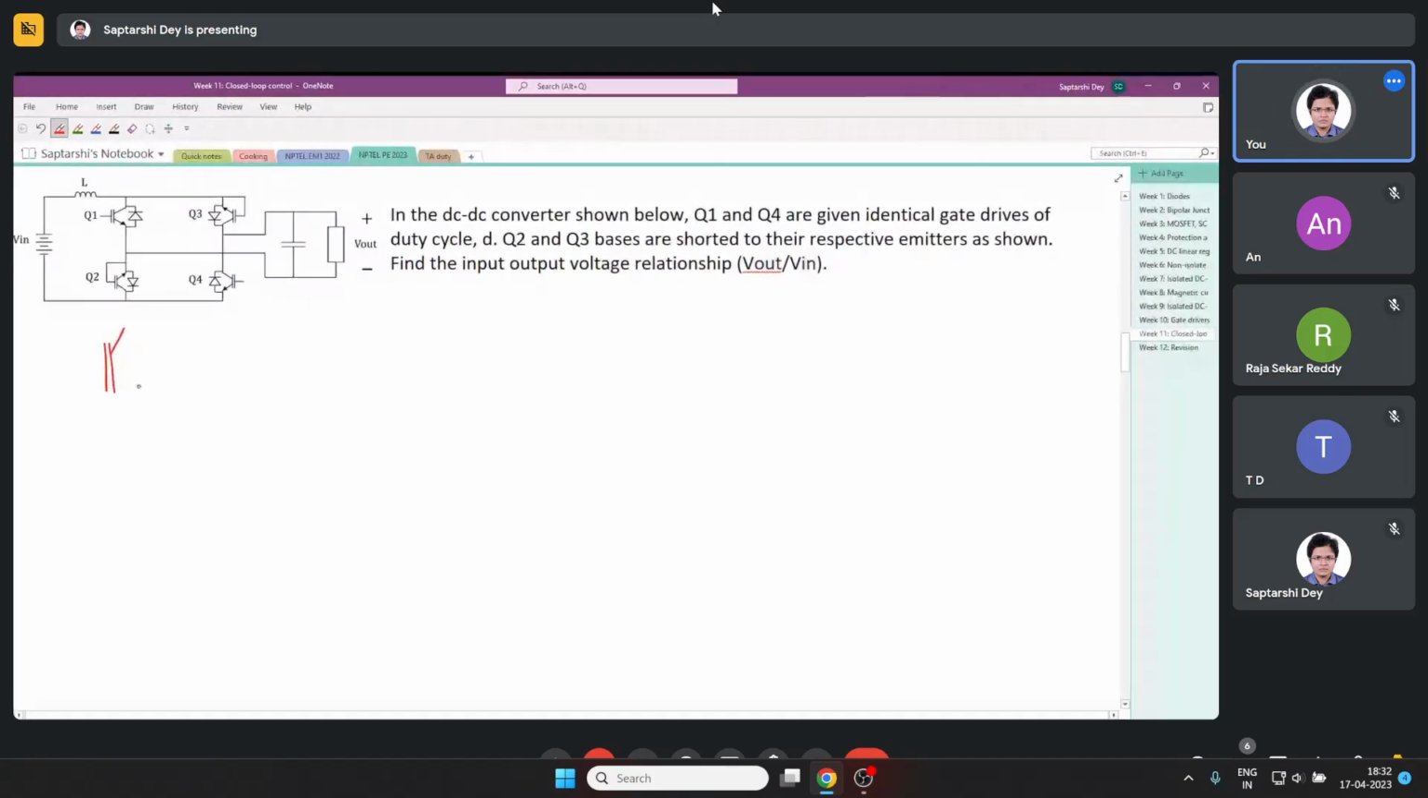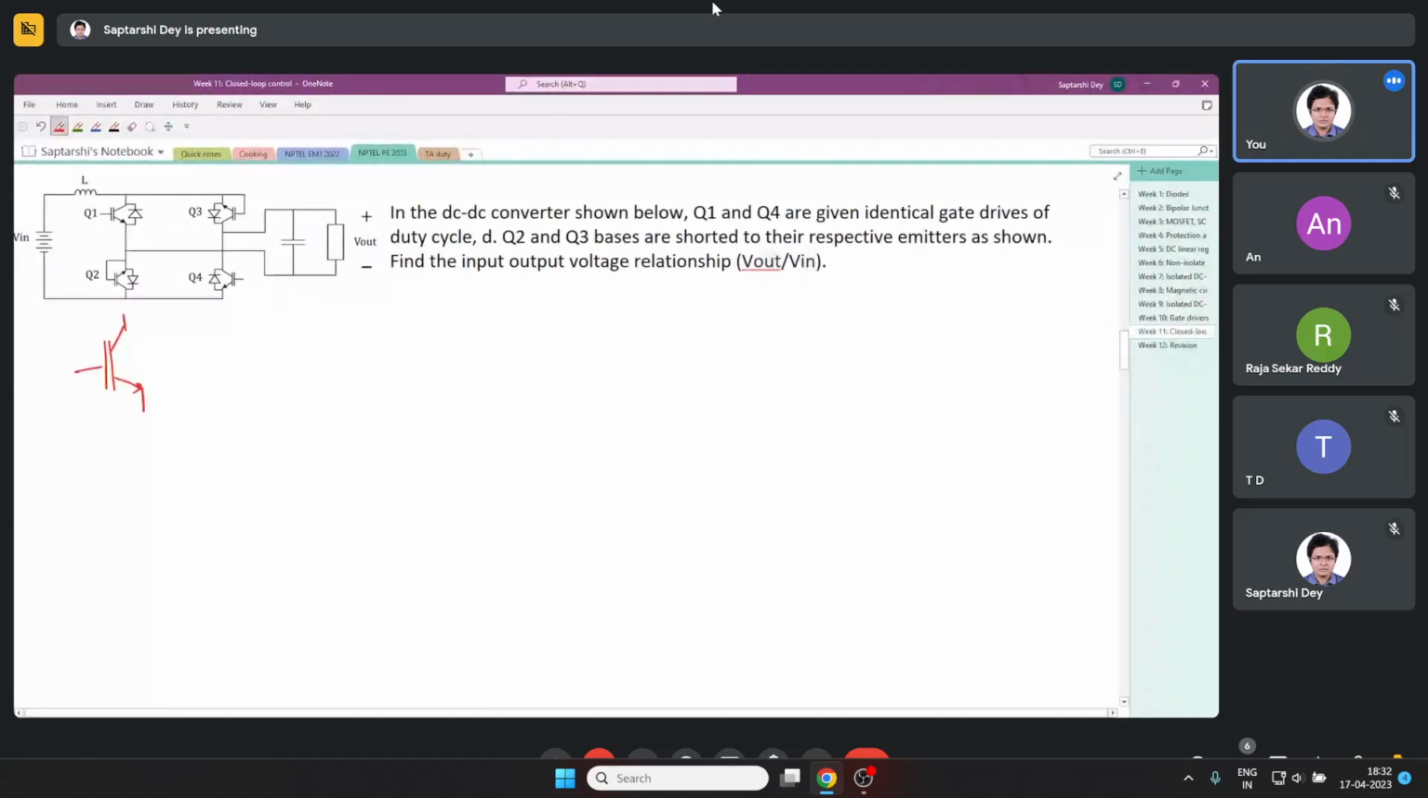IGBTs are mixtures of MOSFETs and transistors. From the MOSFET, it takes the advantage of higher switching frequency, which a transistor doesn't have, while from the transistor, it takes the advantage of higher voltage and current rating. One more advantage that the IGBT takes from the MOSFET is that it is a voltage driven switch. It's difficult to control current driven switches.